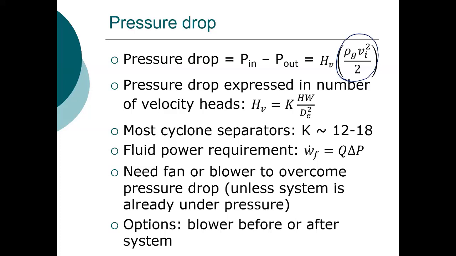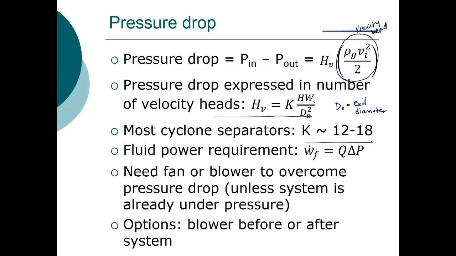This term here is typically referred to as the velocity head, and H sub V is the pressure drop expressed in the number of velocity heads. The K is a function of the cyclone separator. H and W are the height and width that we used, W sub I, so just add the I. So it's the height times the width, and D sub E is the exit diameter. So that pressure drop is just the product of H sub V times the velocity head. And typically, this K value ranges between about 12 to 18.